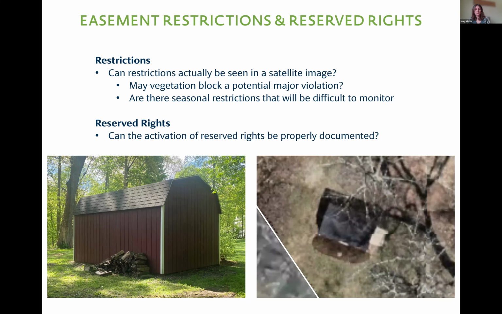This is a good example of one thing that we could see. The easement landowner put a shed up and they thought it was fine, but when we looked at our property boundaries and we saw it on the satellite image, we realized that it was within the protected portion of the property and not allowed by the easement. So things like sheds, these big, larger geometric shapes, are easier to see than some smaller uses.